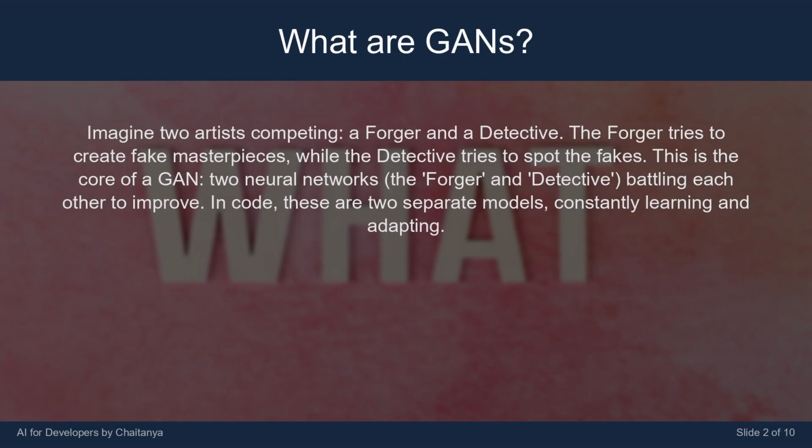Imagine two artists competing, a forger and a detective. The forger tries to create fake masterpieces, while the detective tries to spot the fakes. This is the core of a GAN. Two neural networks, the forger and detective, battling each other to improve. In code, these are two separate models, constantly learning and adapting.